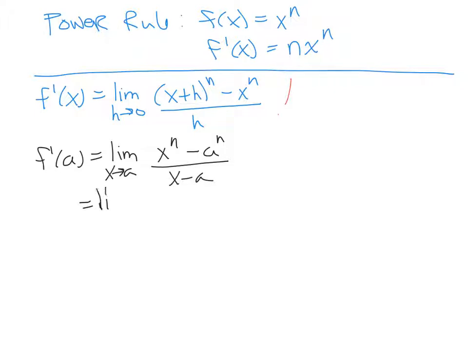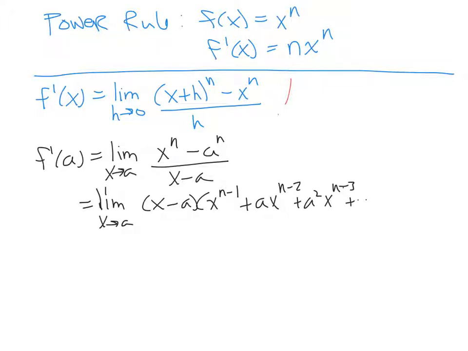We will now have the limit as x approaches a of x minus a times x to the n minus 1 plus a times x to the n minus 2 plus a squared times x to the n minus 3, and we keep on going until we get all the way down to a raised to the power n minus 1. Notice now that we can cancel the factors of x minus a from the numerator and the denominator, and at this point we can replace all the x's in our expression with a's to take the limit.